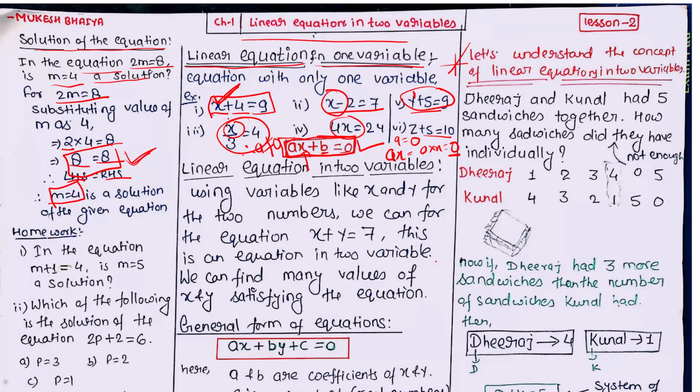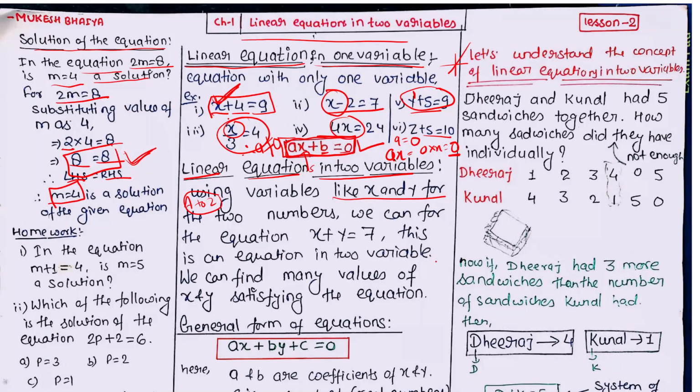Okay, let's move ahead, and now we have linear equations in two variables. Now when I say two variables, what does it mean? Here there was one variable, here two variables will come, right? It's that simple. So using variables like x and y, we can use any letters from A to Z. Remember, we can use any letters from A to Z. It's completely fine.